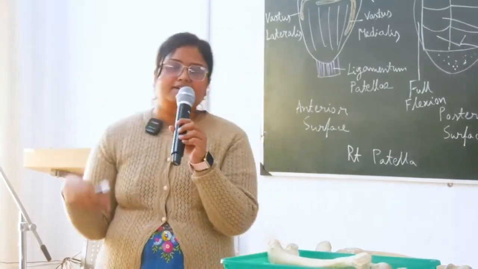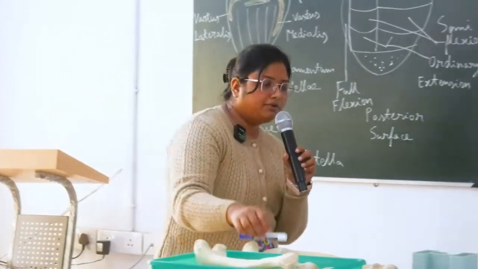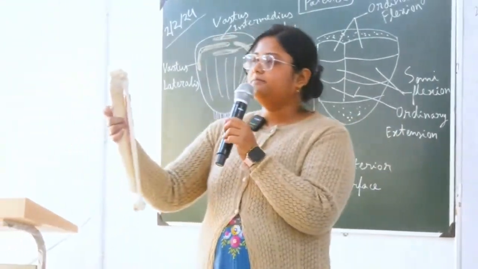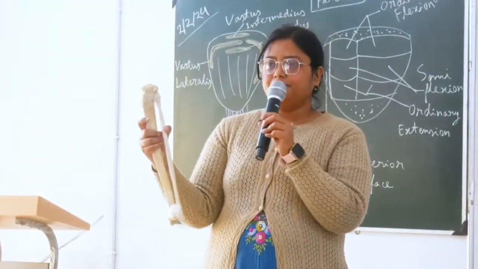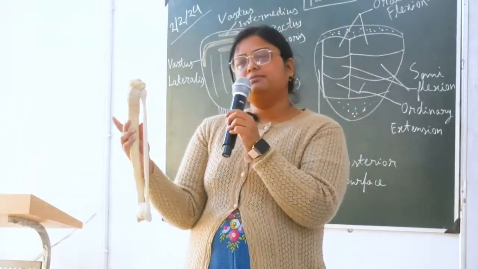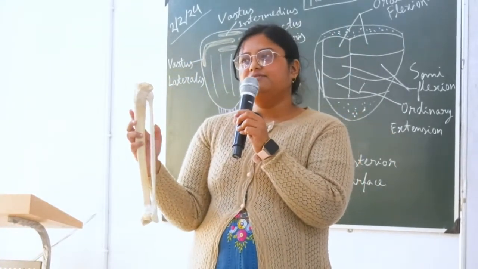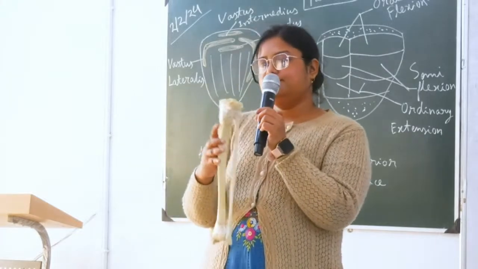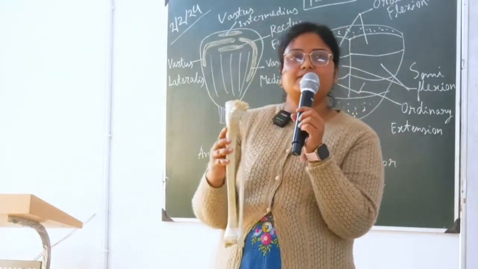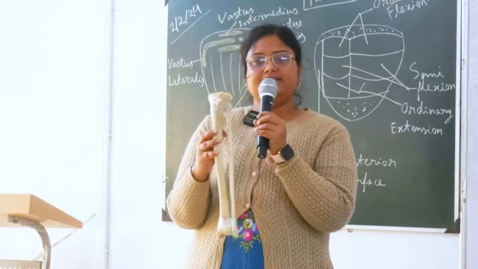Okay, so patella is done. Now we will go to the tibia. Tibia is the bone of the leg. This is the articulation between the tibia and the fibula. Two bones of the leg are the tibia and fibula. Tibia is on the medial side, and fibula is the lateral bone.